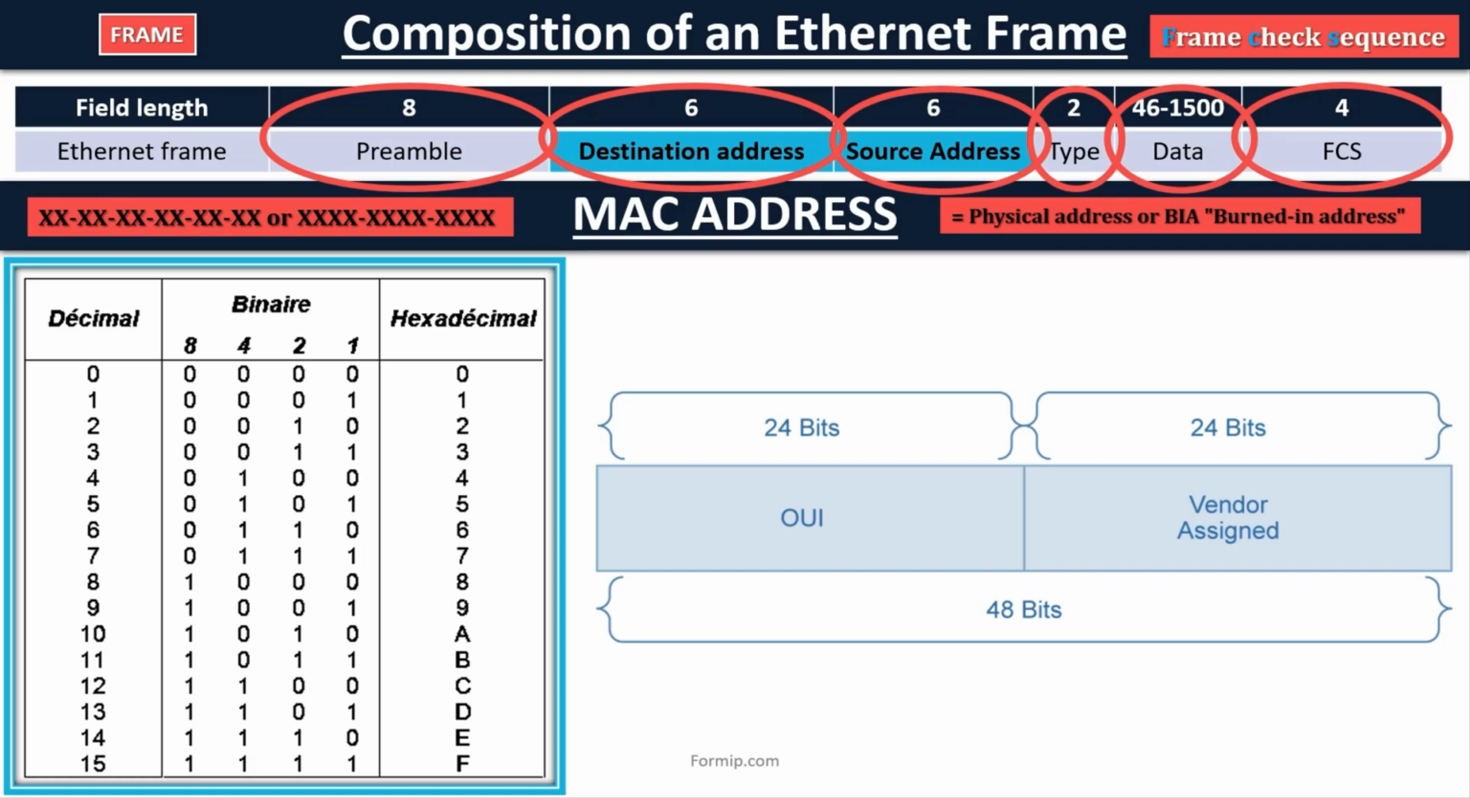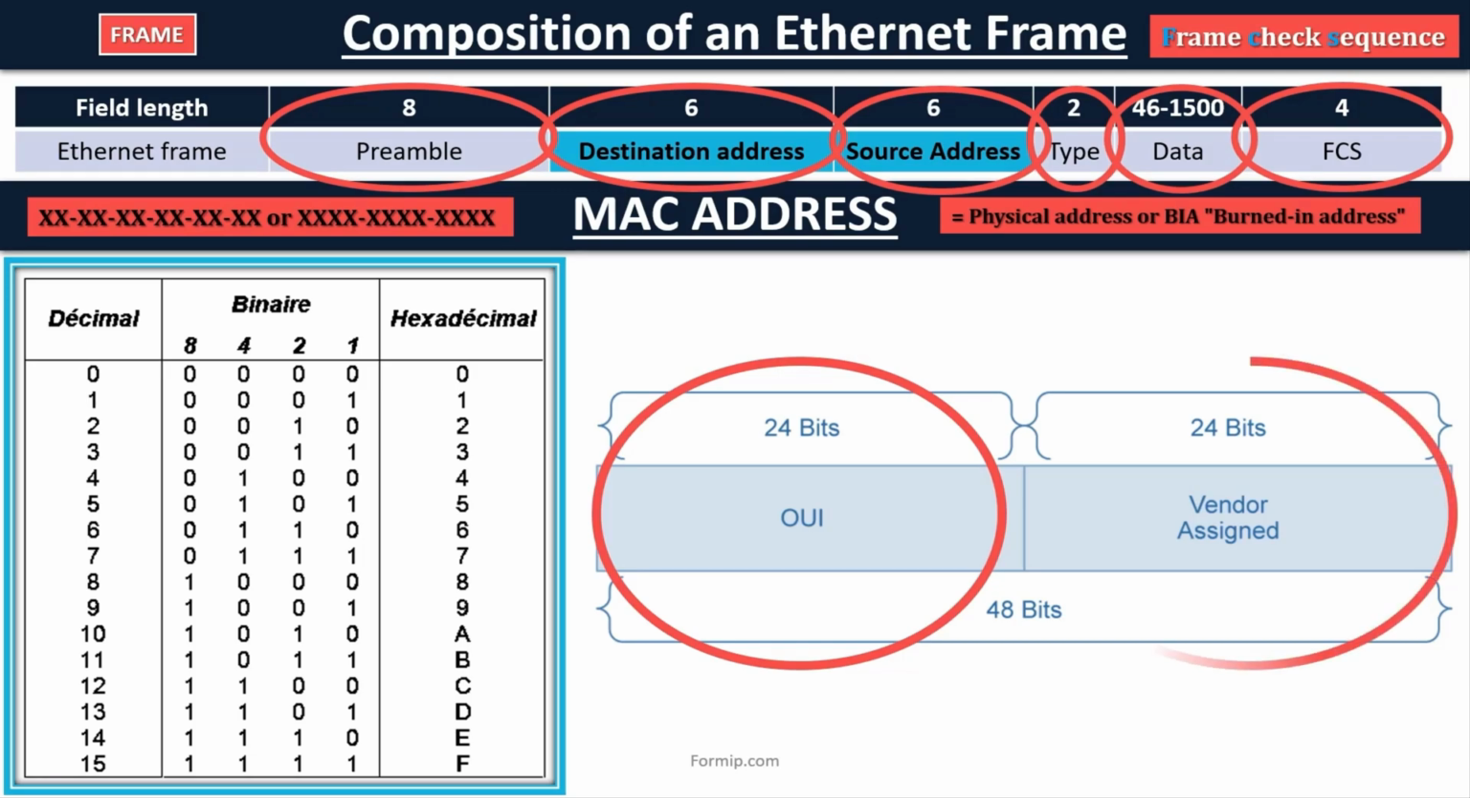The MAC address is made up of 2 parts. The first 24 bits are called the OUI, Organizationally Unique Identifier, and they identify the manufacturer of the card. The last 24 bits are assigned by the supplier. We call this the vendor-assigned portion. In this way, every network card can be uniquely identified. Unlike IP addresses, the MAC address should not be changed unless there's a very specific need to do so.